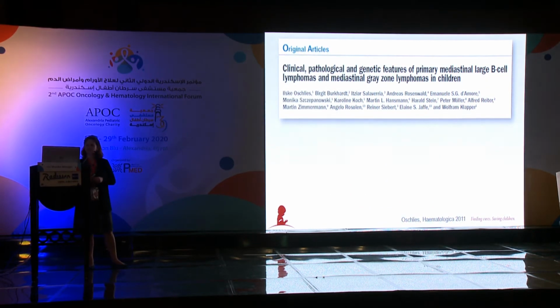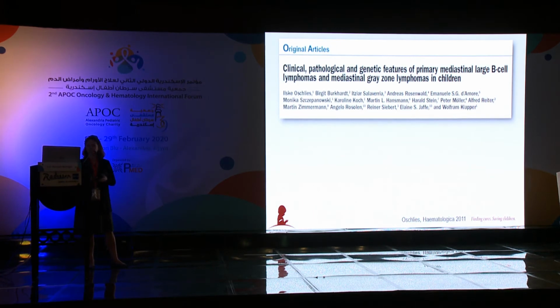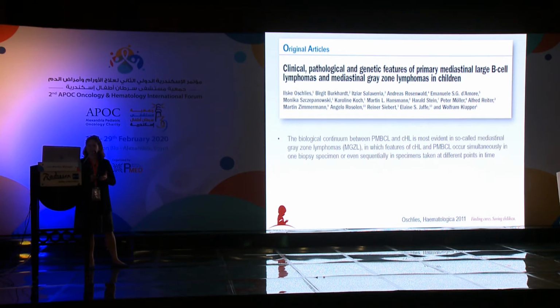So the German group decided to look at the clinical, pathological, and genetic features of primary mediastinal large B-cell lymphomas and gray zone lymphomas in children. And they are saying that this is a continuum between both. They looked at all the primary mediastinal B-cell lymphomas that had been entered into their trials and did a retrospective review to see how many of them were actually mediastinal gray zone lymphomas.